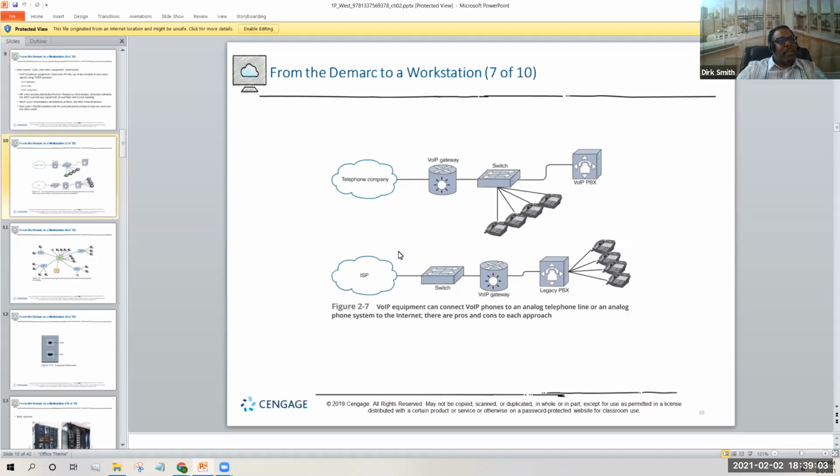So from a demarcation point, here it comes in, the telephone company. So from a phone standpoint, it comes in from AT&T. You've got a voice over IP gateway. This is the new system. Then we have the new switch, which sends out to all the different phones. And then you've got the voice PBX box, which provides the kind of network monitoring and the IP addresses for the different phone systems now.